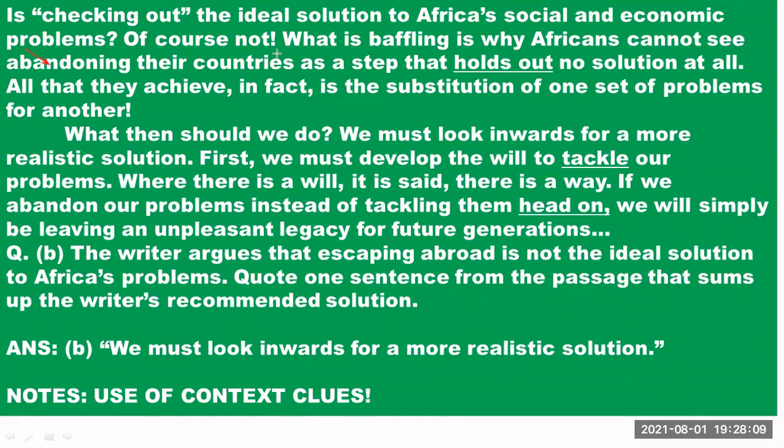Is checking out the ideal solution to Africa's social and economic problems? Now you can see what I regard as a context clue. If you look at the question once again, you will see that the writer argues that escaping abroad is not the ideal solution to Africa's problem. This is the writer's argument that it is not the ideal solution, and then we are asked to quote one sentence from the passage that sums up the writer's recommended solution.